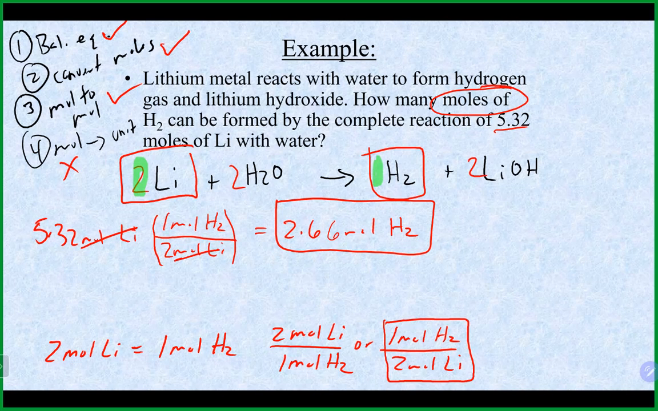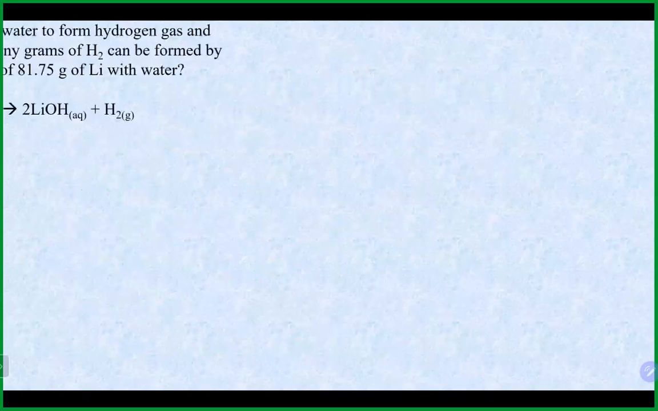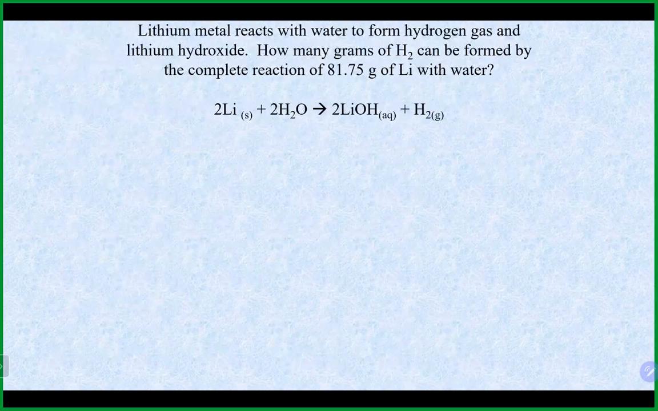All right. So again, hopefully you can see step number 1, step number 2, which was already done, step number 3, and no need for step number 4 in this case. All right. So let's try another one based off of this equation. Using the same reaction we just talked about, we want to know how many grams of H2 would be formed by 81.75 grams of lithium.